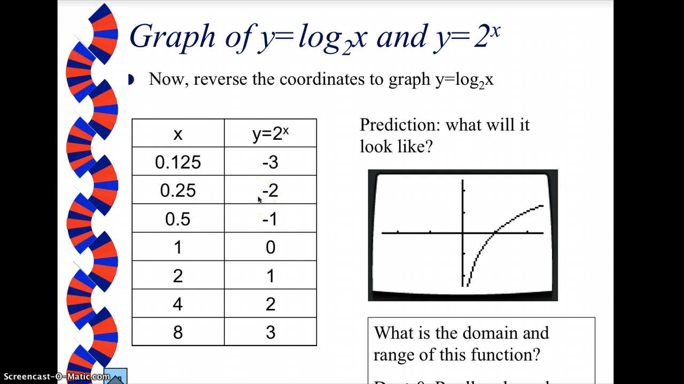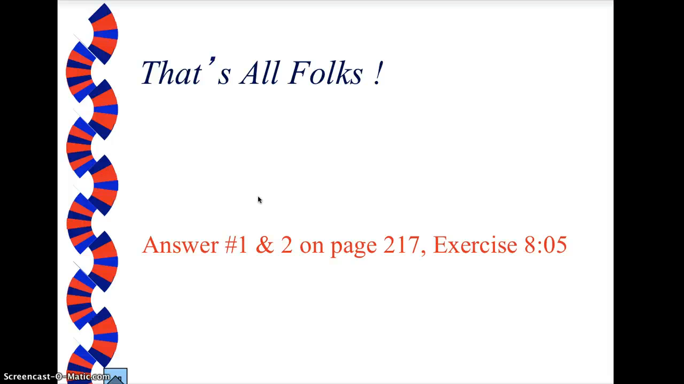Okay, so let's check your understanding. Open your textbook and graph or answer numbers 1 and 2, which you will be graphing on page 217, exercise 8.5. Remember that for the values of x in your exponential graph, you will have your own values. But please use -3, -2, -1, 0, 1, 2, 3, unless it's specified in the problem.